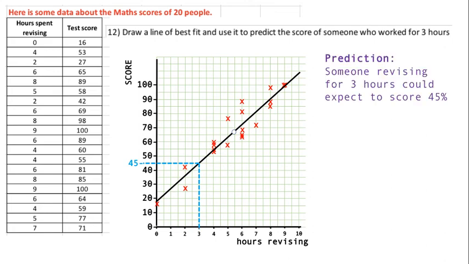So prediction: someone revising for 3 hours could expect to score 45%, but it's by no means guaranteed.